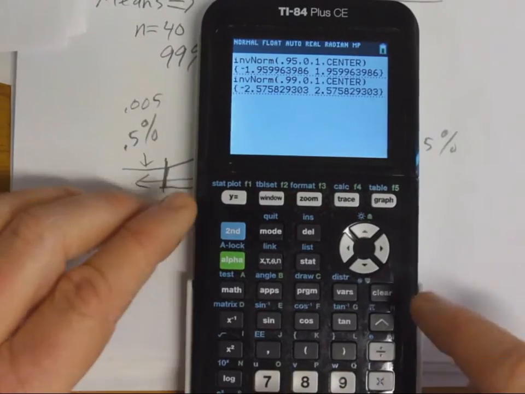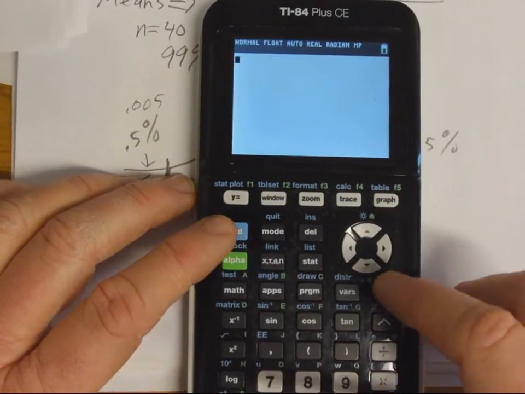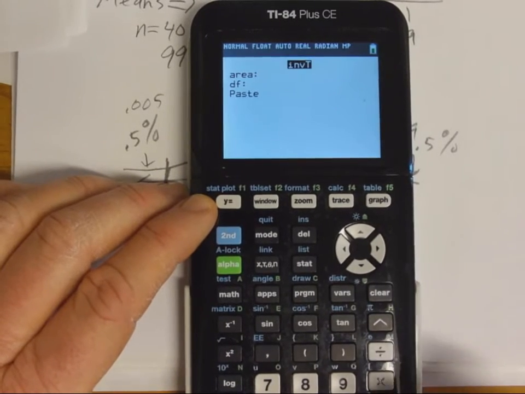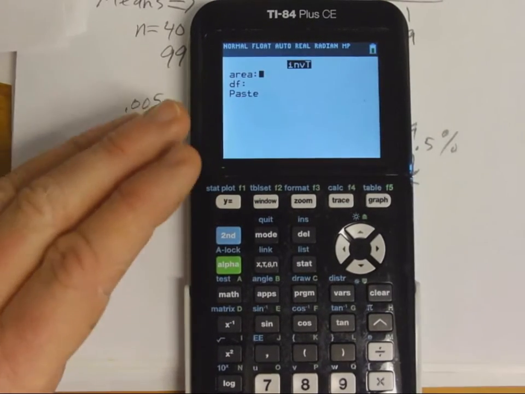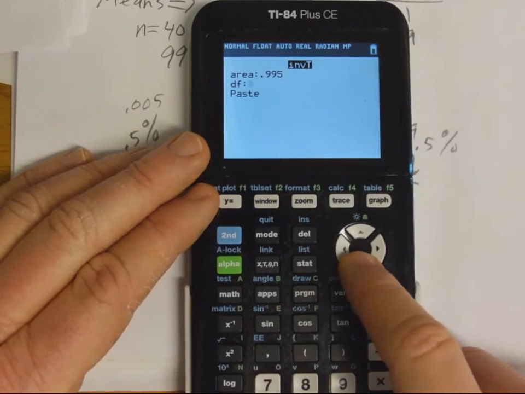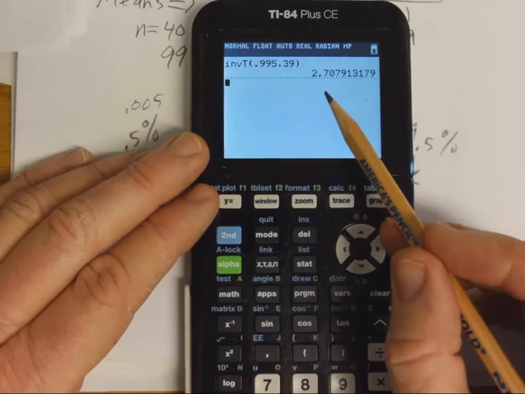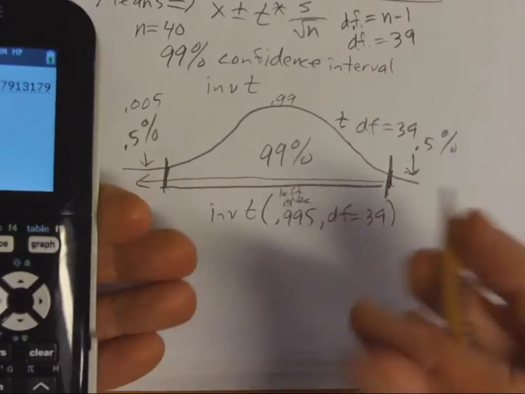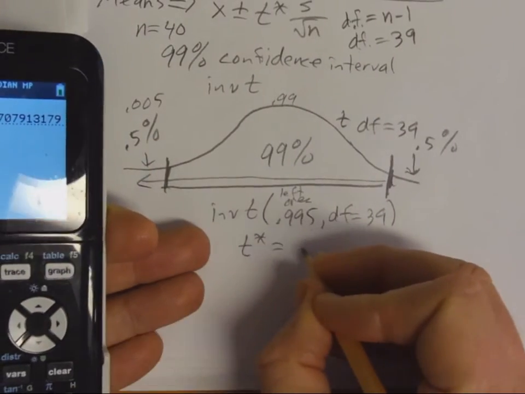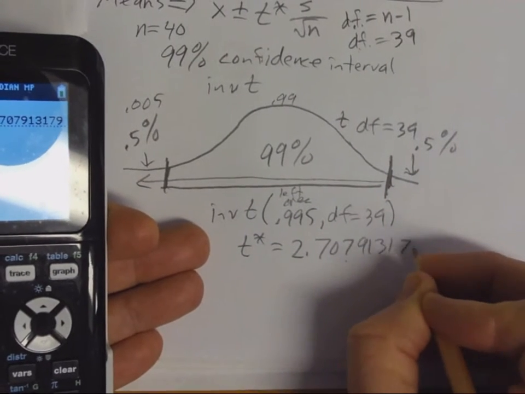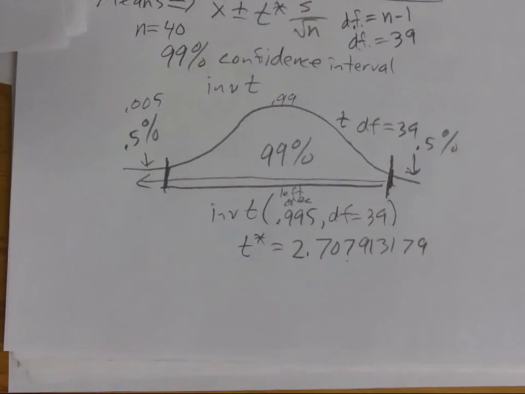And so here we go. Inverse t is on the distribution menu. So inverse t, there it is. Our area, meaning left area, is going to be 0.995, and our degrees of freedom is 39. And it's going to give us a more exact value for our t-star. So our t-star, in fact, is going to equal 2.707913179. That is certainly a large number of significant digits. But that is finding t-star and z-star critical values with your calculator.